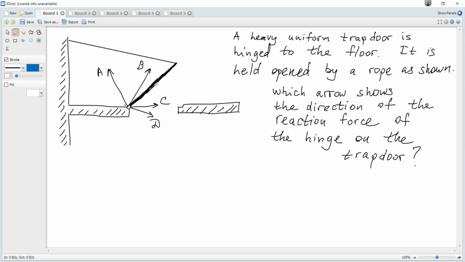A heavy uniform trapdoor is hinged to the floor. It is held open by a rope as shown. Which arrow shows the direction of the reaction force of the hinge on the trapdoor? Let's consider forces acting on this trapdoor.